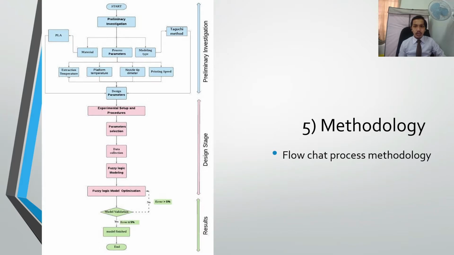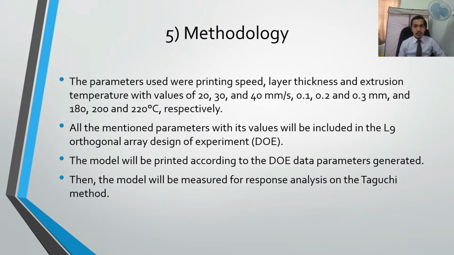On the methodology, this is a flowchart from beginning to end throughout the course of this research. Described briefly, the parameters used are printing speed, layer thickness, and extrusion temperature. Layer thickness means how high each layer after layer will be printed, and the extrusion temperature means the temperature at which the filament is melted before being extruded out of the 3D printing nozzle.